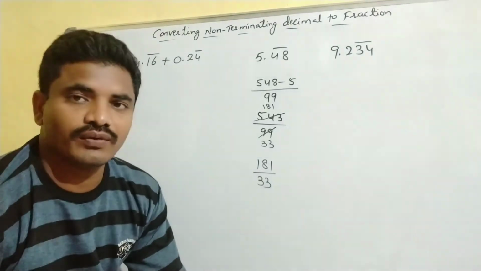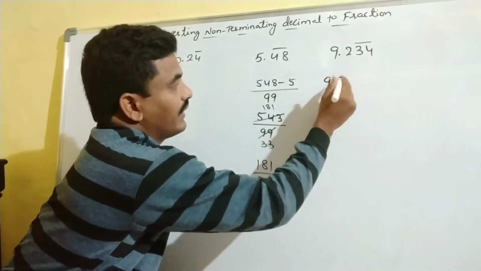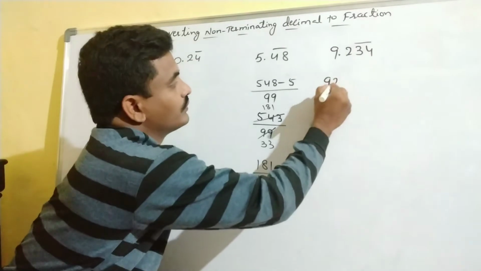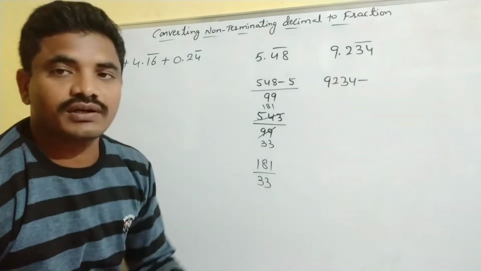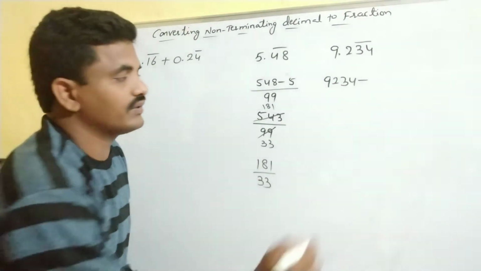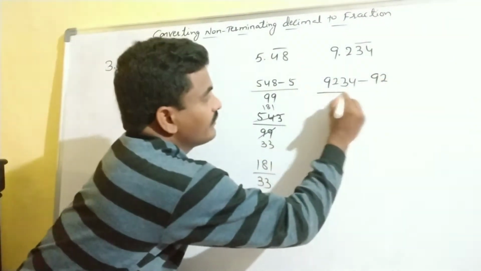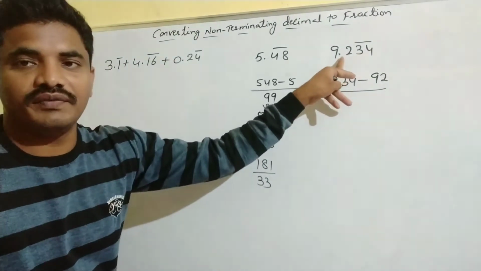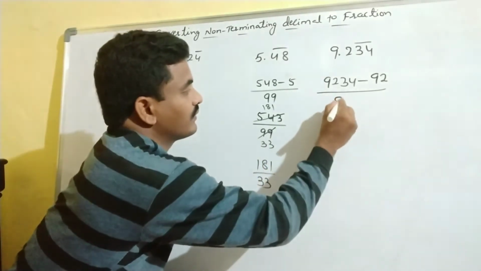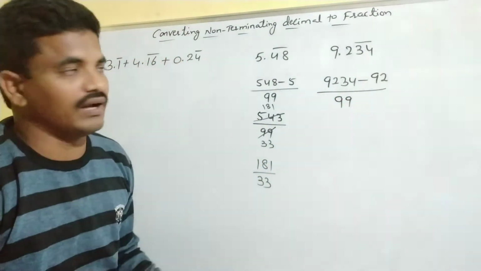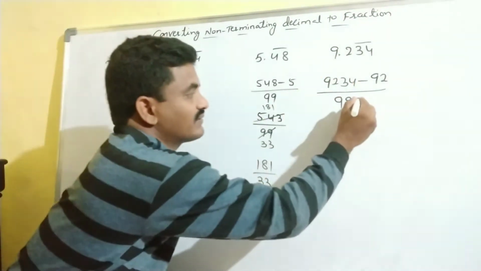Similarly, one more question: 9.234 with the 34 under the bar. Here we write the full number first: 9234, minus the digits which do not have a bar, that is 92. After the decimal point, how many digits have a bar? Only 2 digits, so we take 2 nines, and after the decimal point 1 digit does not have a bar, so in that place we take 0.